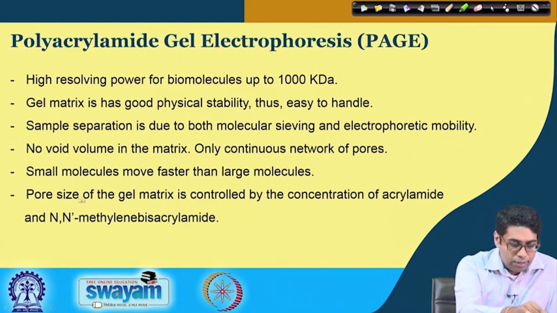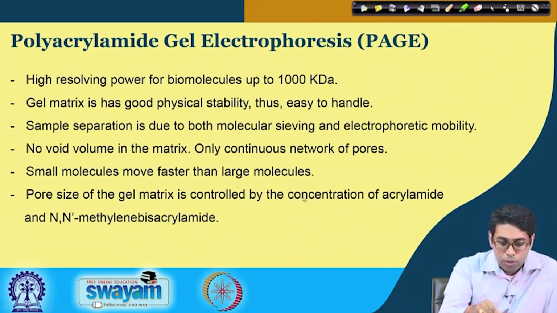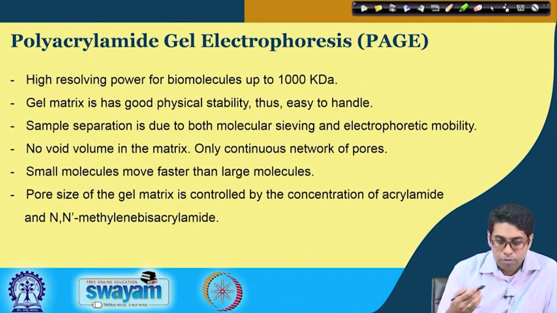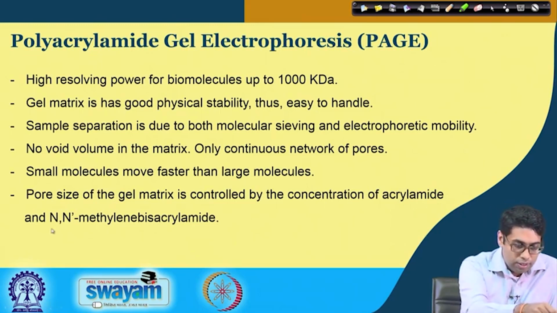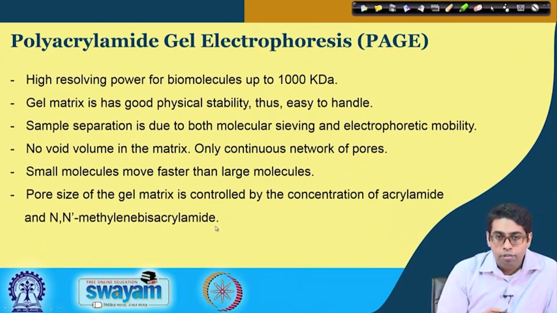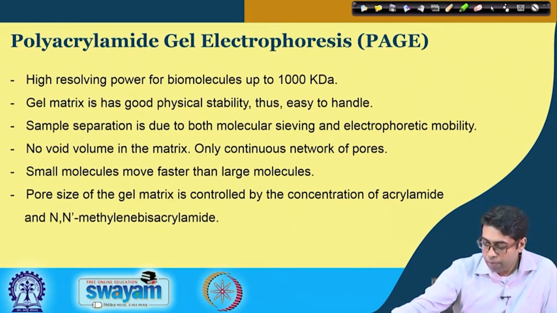And the pore size of the gel matrix can be controlled by the concentration of acrylamide. Okay. So, we will see that since this is a polymer, we use two types of monomer. One is acrylamide, the other one is N,N-methylene bis-acrylamide. So, by varying the concentration of these two monomers, we can change the size of the pores.